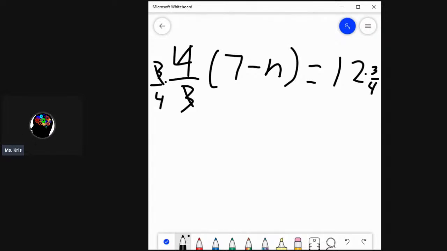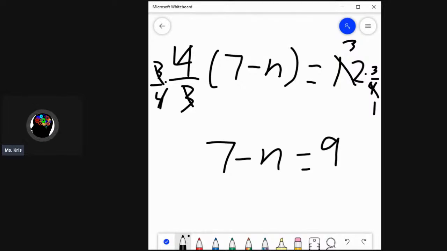These cancel, and what I'm left with is 7 minus n, and that equals 12 times 3 is 36. 36 divided by 4 is 9, or cross out the 12, cross out the 4, because 4 will go onto 12 3 times, 4 will go onto 4 1 time. 3 times 3 gives me 9, and 9 over 1 is still 9.